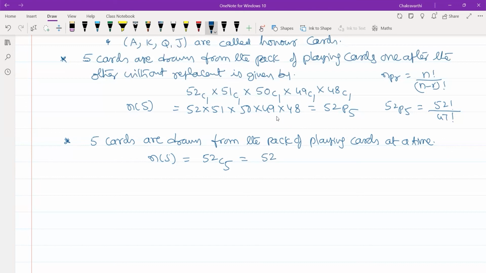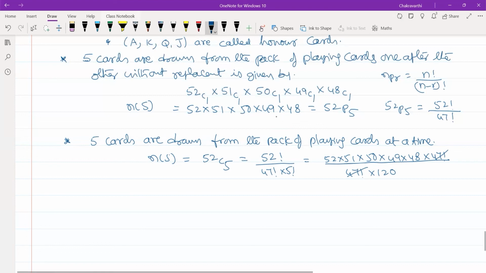52C5 is 52 factorial by 47 factorial into 5 factorial. Now here is 52 into 51 into 50 into 49 into 48 into 47 factorial by 47 factorial into 5 factorial, which is 120. These 2 cancel. The result of these, we remember here. This is the result here.